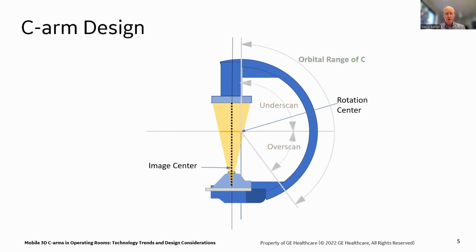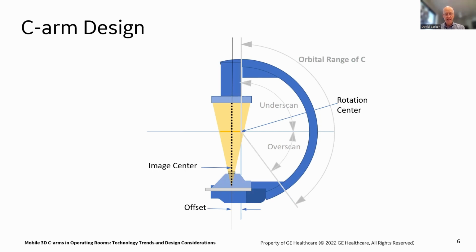Now, for most C-arm designs that are out there today, the image chain, in other words, the X-ray tube and the detector, the center line between the two, doesn't go through this imaginary rotation point. It's in a different location. So the image center can be going through the center point. If it goes through that rotation center, we call that an isocentric design. If it doesn't, we call it an offset design.